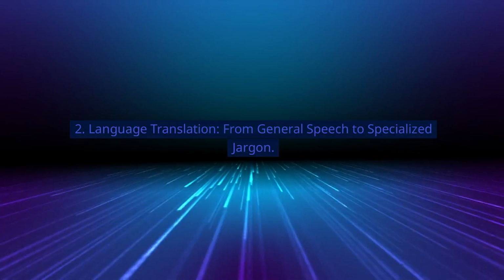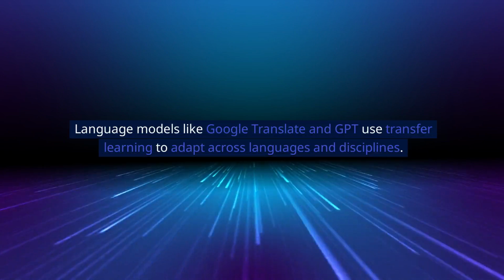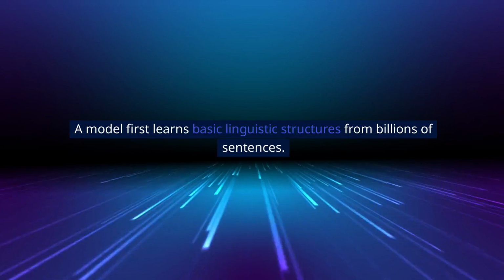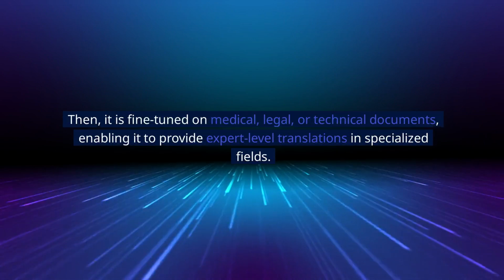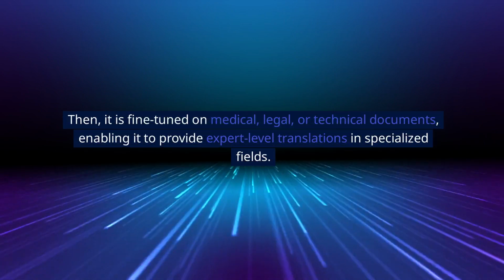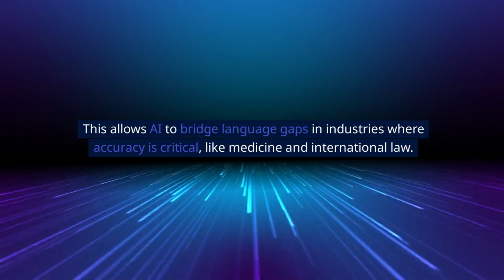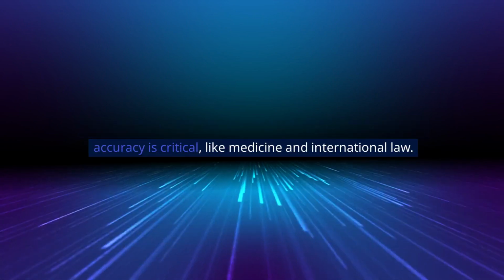2. Language translation. From general speech to specialized jargon. Language models like Google Translate and GPT use transfer learning to adapt across languages and disciplines. A model first learns basic linguistic structures from billions of sentences. Then, it is fine-tuned on medical, legal, or technical documents, enabling it to provide expert-level translations in specialized fields. This allows AI to bridge language gaps in industries where accuracy is critical, like medicine and international law.